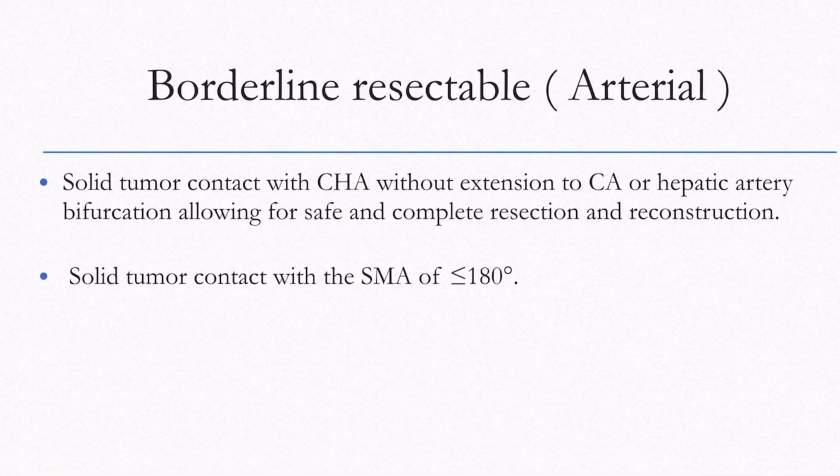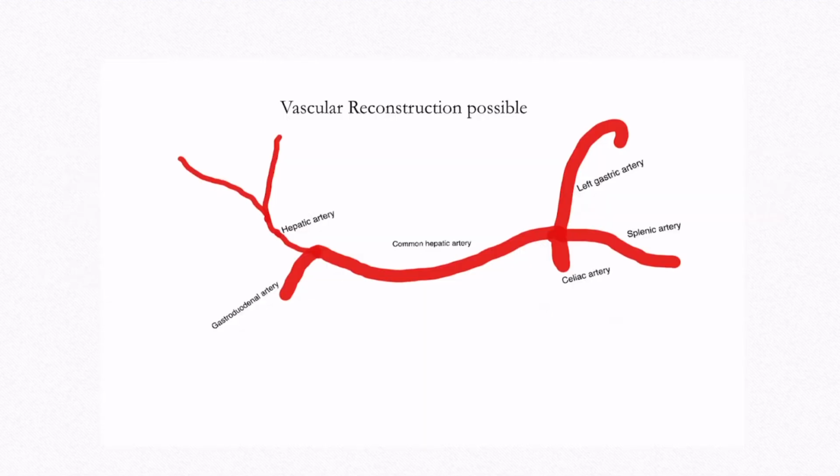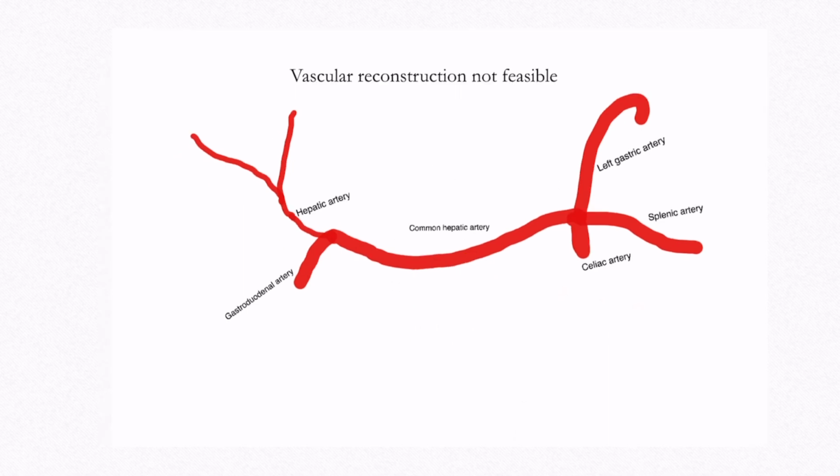Anything else between resectable and unresectable is termed as borderline resectable. Solid tumor contact with the SMA of less than 180 degrees. Solid tumor contact with common hepatic artery without extension to celiac artery or hepatic artery bifurcation, allowing for safe and complete resection and reconstruction. If tumor is close to hepatic artery bifurcation or to celiac axis, then it becomes difficult to reconstruct.